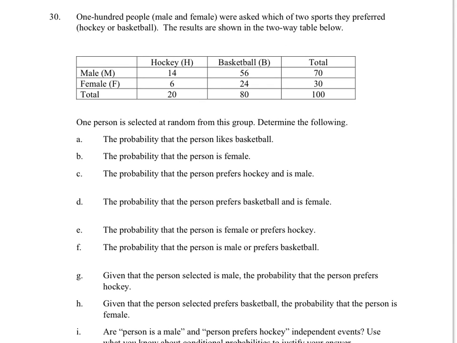Okay, probability that a person likes basketball. I'm going to go to the total basketball, which is 80 out of the total number of people, 100. Probability the person is female, I'm going to go to the total females out of the total people. Hockey and is male, so hockey and male, so that's 14 people out of 100. Basketball and female, so here's basketball and female, so that's 24 out of 100.